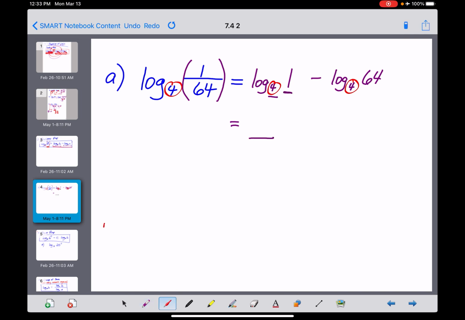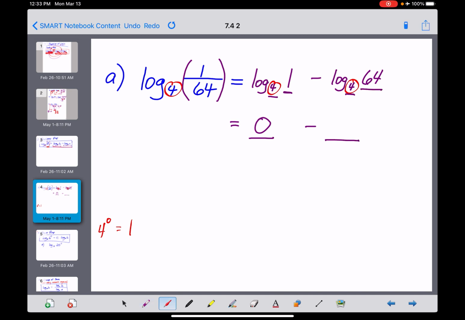Well, if you recall, any number raised to the 0 power is equal to 1, so that first logarithm just becomes a 0 there. And then minus, all right, and what's the second question? 4 raised to what power is going to get us 64?